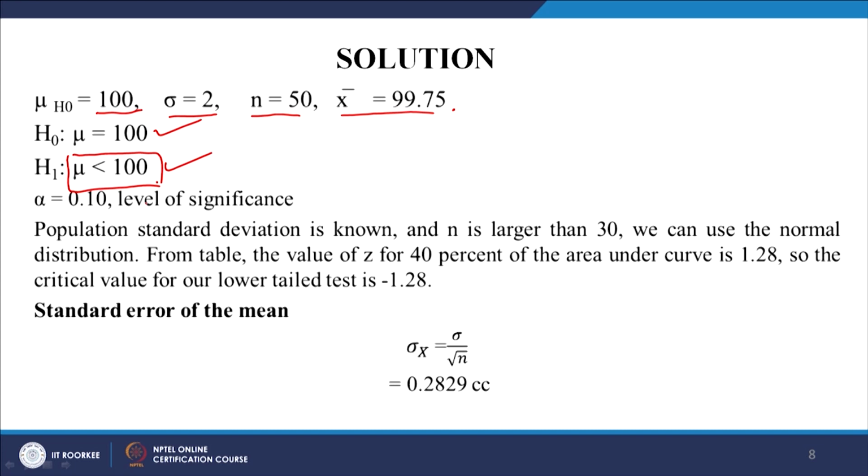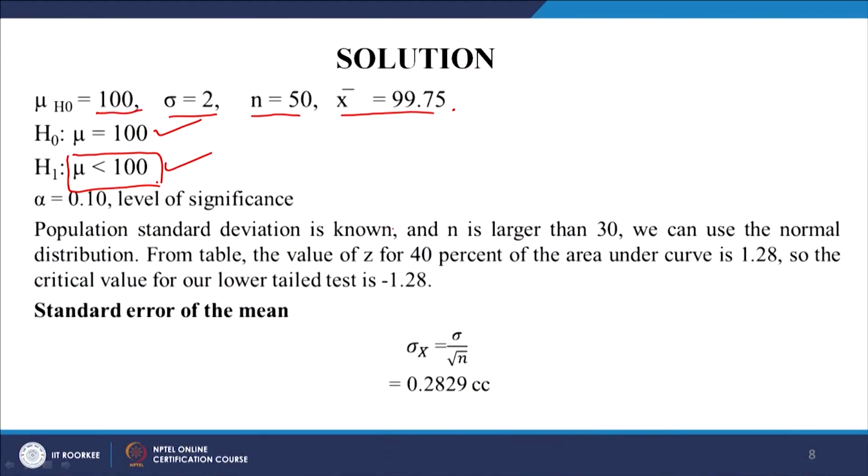Alpha is given to you. So, for a 10% level of significance at a one tail test, you need to find out the z value. Population standard deviation is known to us and n is larger than 30, you have taken 50. We can use the normal distribution. So, the value of z for 40% of the area under the curve is 1.28.